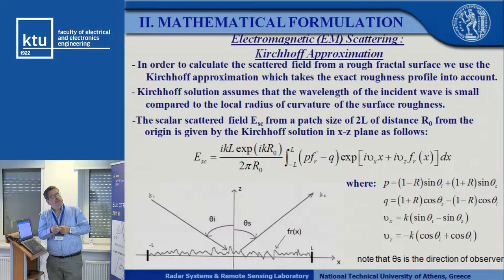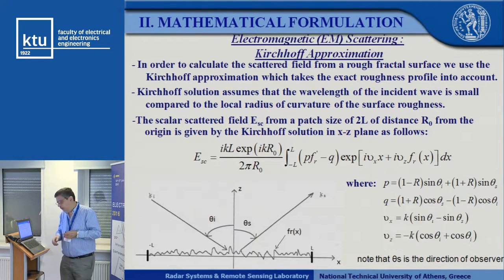This approximation. Okay. R0 is the distance from the observer, from the origin, let's say, from the origin, and L is the path size, and K is the wave number. Okay. So this is the Kirchhoff approximation scattering formula.